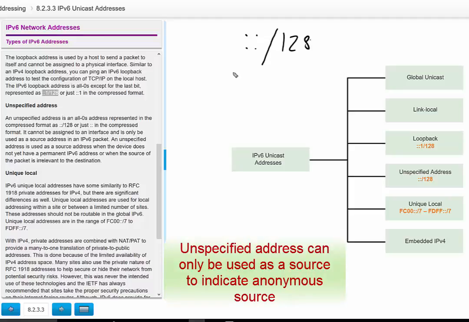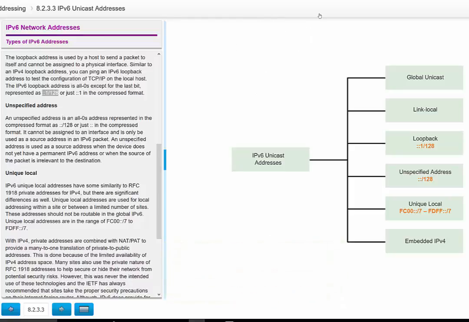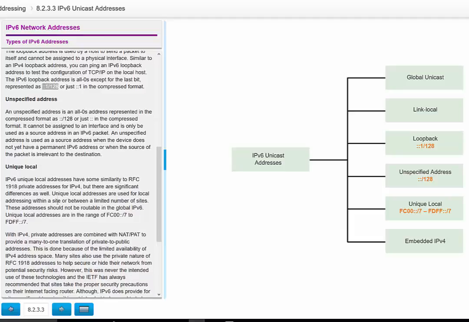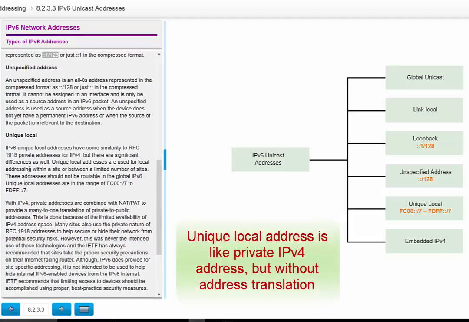If a host or an interface uses this address, it means that the source address doesn't mean anything to the destination, so it's unspecified, or like an anonymous IP address. There's also the unique local, and again, we have to pay attention to the words global and local here. The unique local IP address has some similarity to the private IP address. So again, it can be used for communication within one LAN or group of LANs.